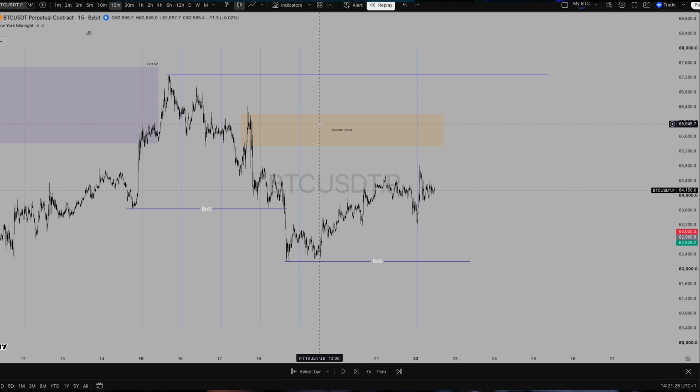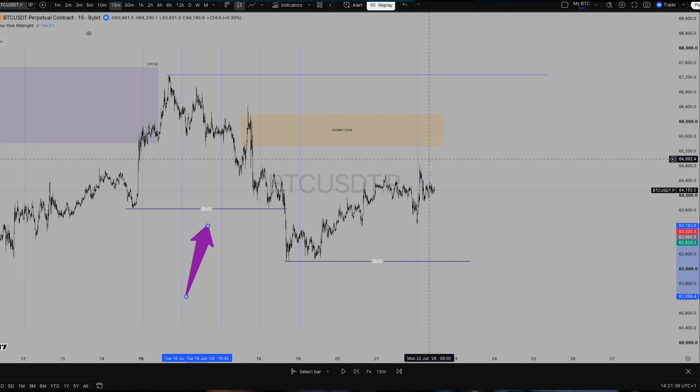Now, the next step is this. This is the top. We did a break of structure over here, BOS. Okay, you can see that, which means price is meant to continue downwards.